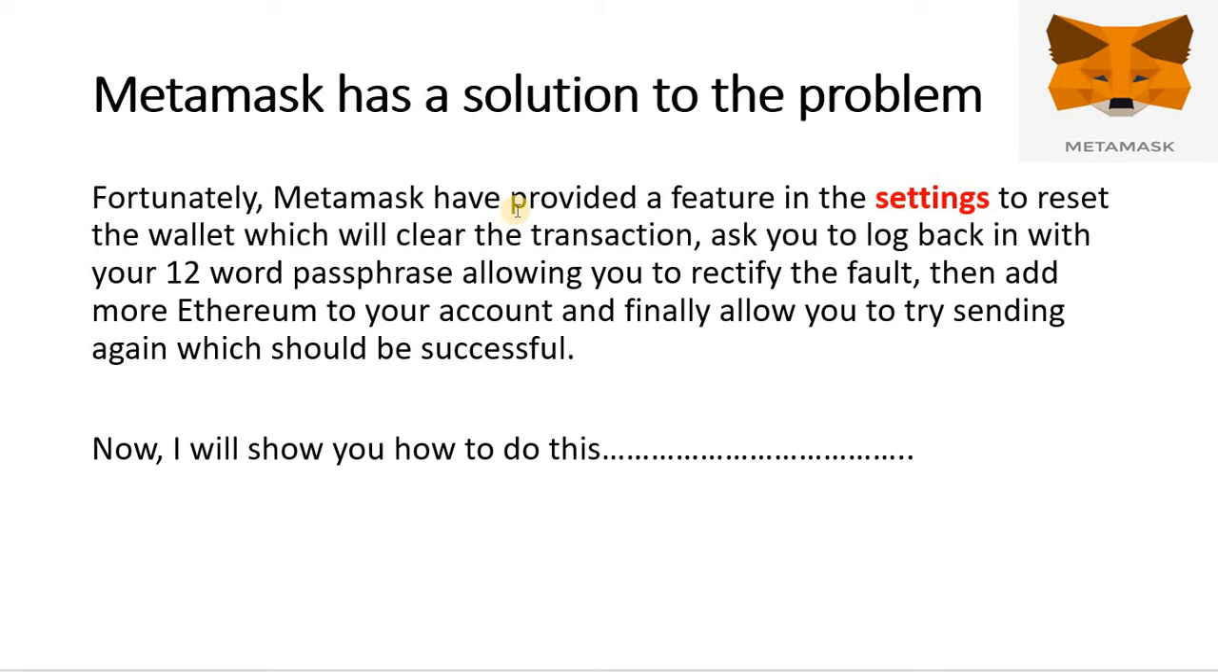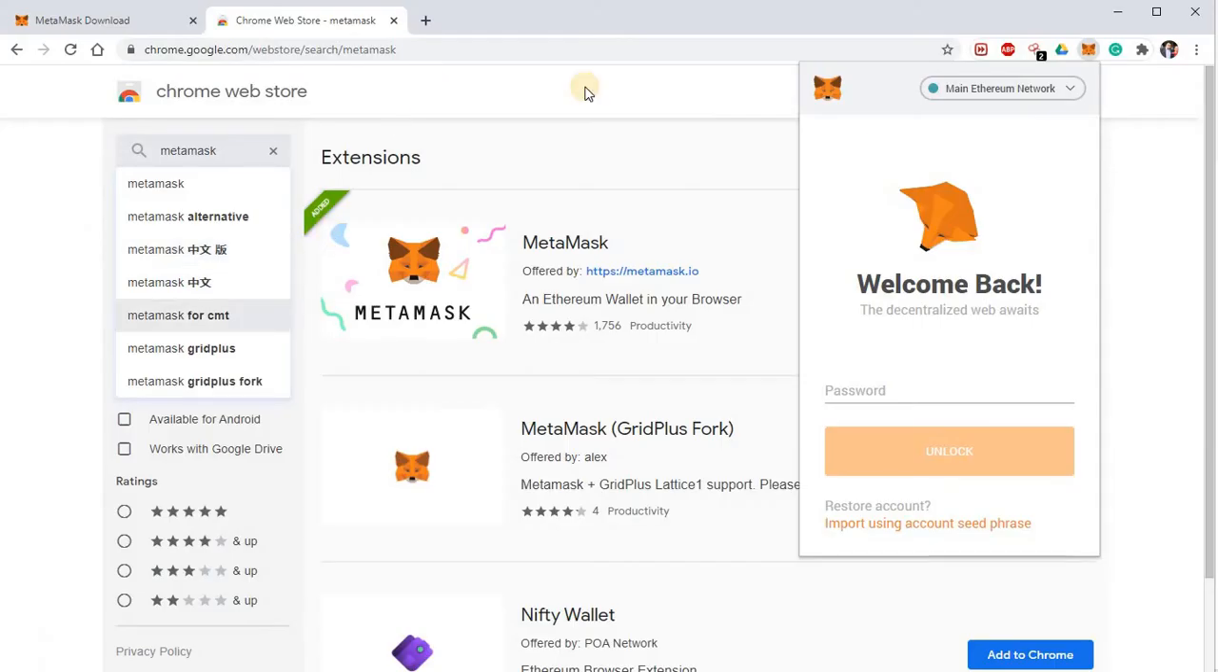So what's the solution to the problem? Fortunately, MetaMask have provided a feature in the settings to reset the wallet. This will clear the transaction. It will also reset your whole wallet. So you basically need to back up everything in your wallet before you do this. Make sure you've got your 12-word passphrase, obviously. Now, I'll show you how to do this.